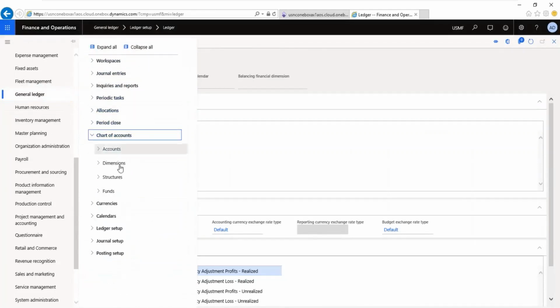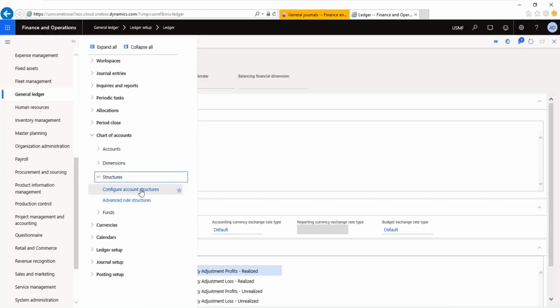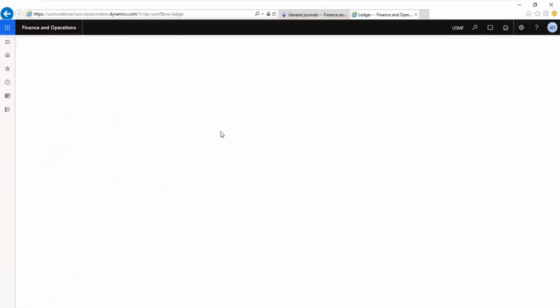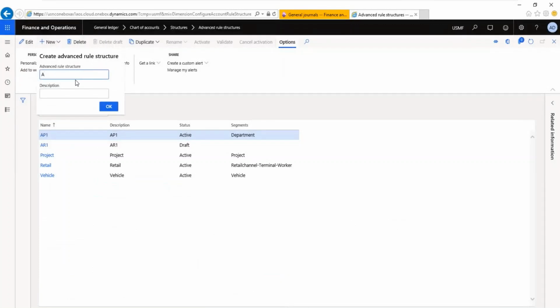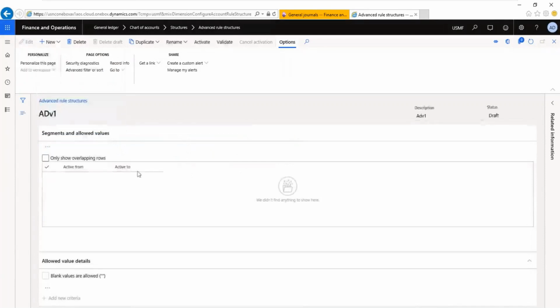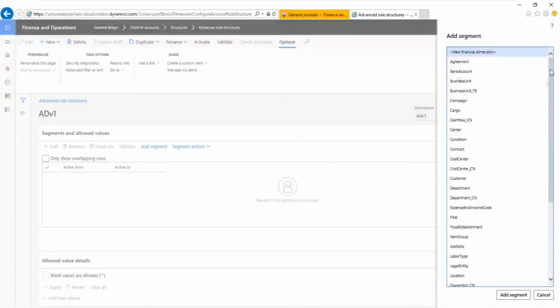Chart of accounts, structures. One is configure account structure, and another one is advanced rule. In this advanced rule, if you click here, suppose you are creating ADV1, I'm creating ADV1. In this, if you click on add segment, main account will not be displayed at all. Main account is not there.